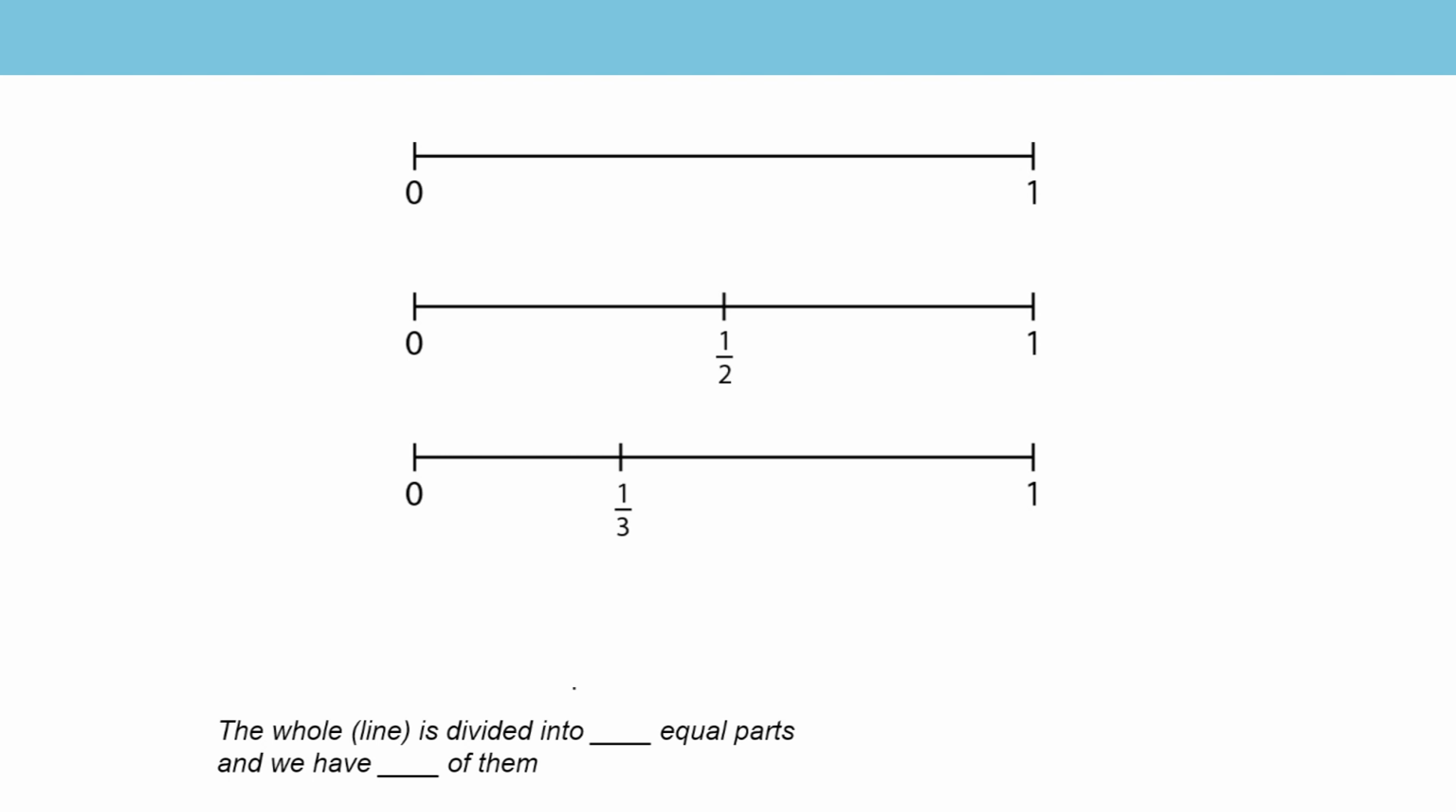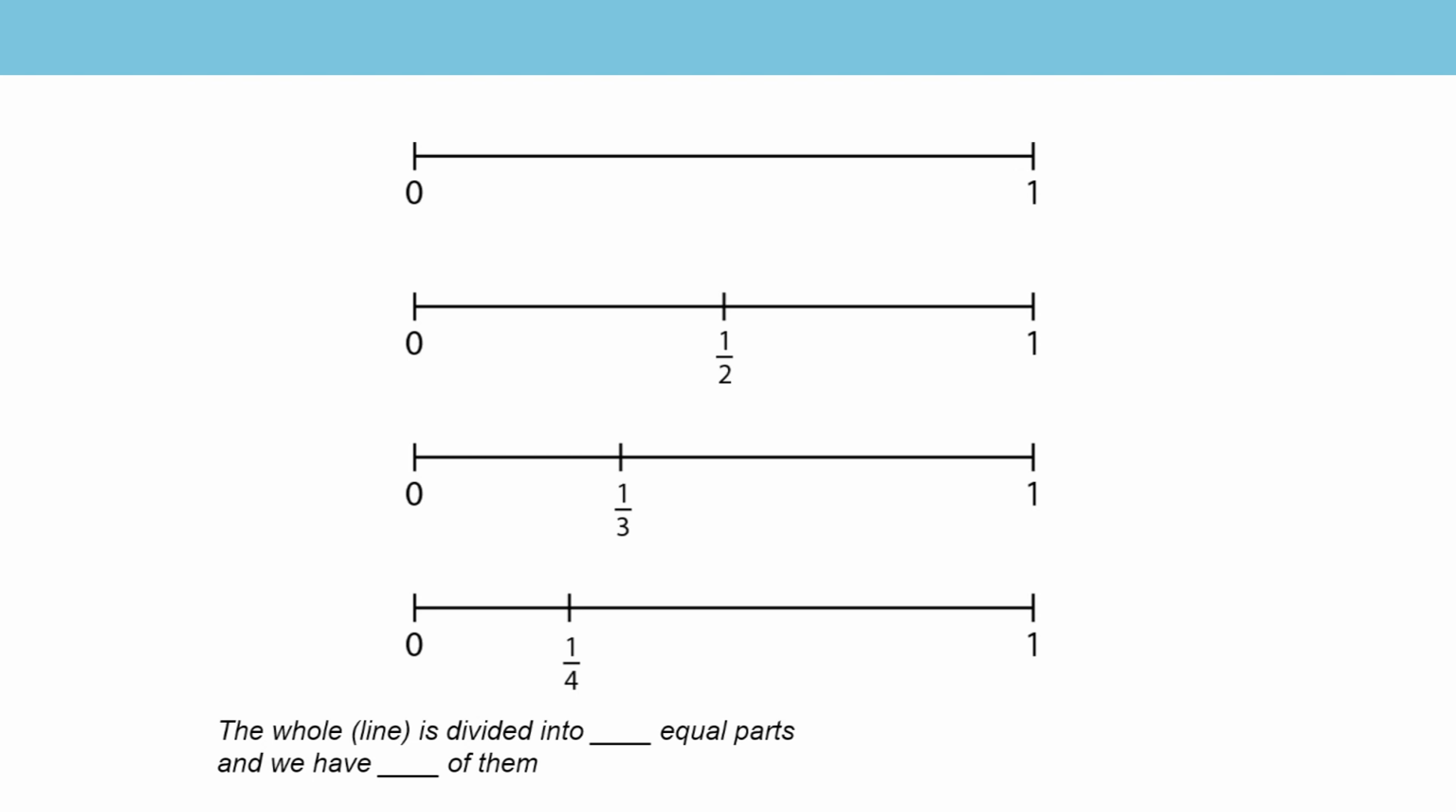Okay, let's look at the sentence stem to help us again. The whole is divided into 4 equal parts this time, and we have 1 of them. Place your finger on the empty number line above, the position where you think 1/4 would rest. Would it be closer to 0 than 1/3? Here is 1/4 positioned on the number line. Were you right? Did you say that 1/4 would be closer to 0 than 1/3?